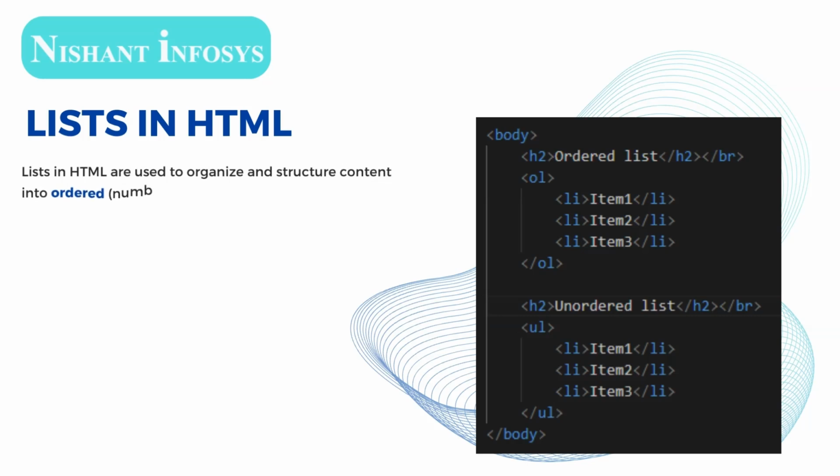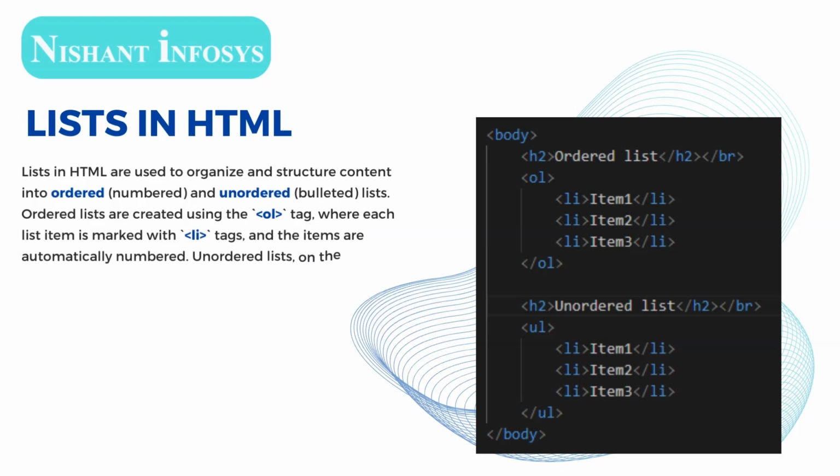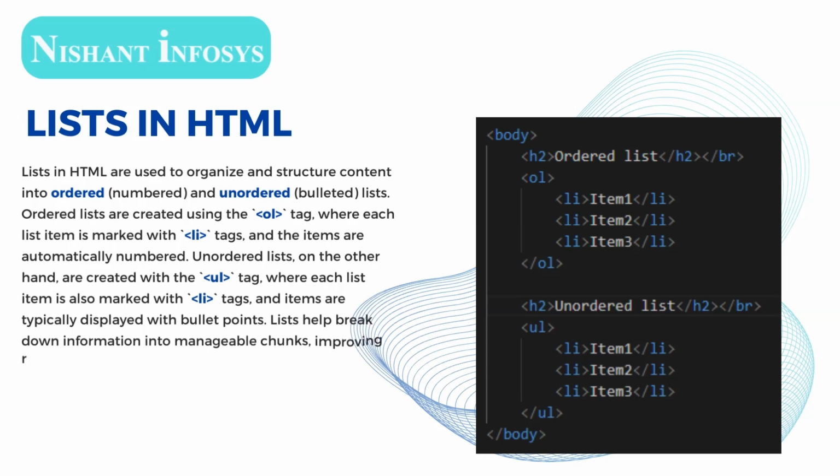Lists in HTML are used to organize and structure content into ordered, numbered, and unordered, bulleted lists. Ordered lists are created using the ol tag, where each list item is marked with li tags and the items are automatically numbered. Unordered lists, on the other hand, are created with the ul tag, where each list item is also marked with li tags and items are typically displayed with bullet points.